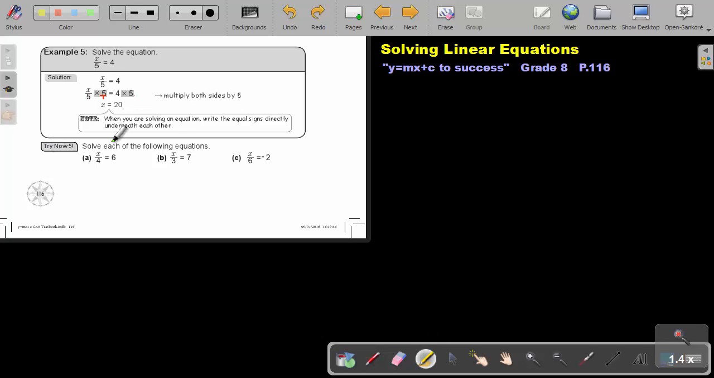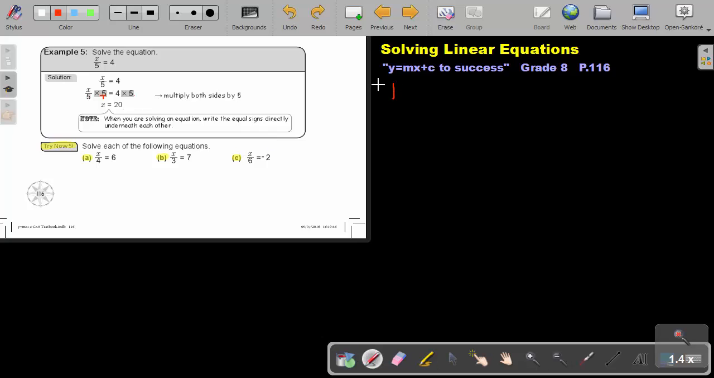I just want to read this note. When you are solving an equation, write the equal signs directly underneath each other. Sometimes it's a bit challenging, but try to write the equal signs underneath each other. It will also help you with the order in your sum. Try now number 5, A, B, and C.